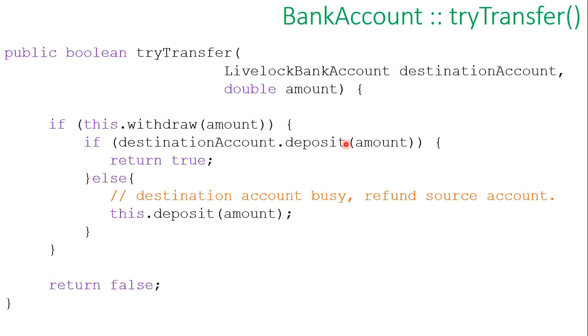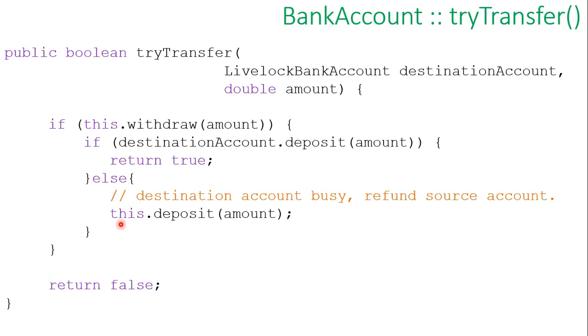And deposit is going to try to acquire the lock. If deposit is able to actually acquire the lock on that destination account, then I was able to make the withdrawal and the deposit, I return true. The transfer was successful. If not, then I was not able to deposit the money I withdrew from my own account to the destination account. Fine. I'm going to try again later.